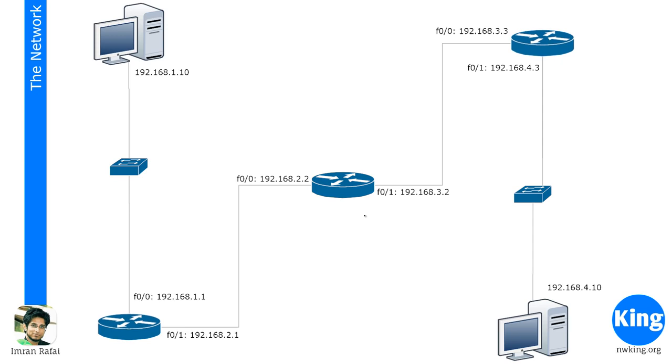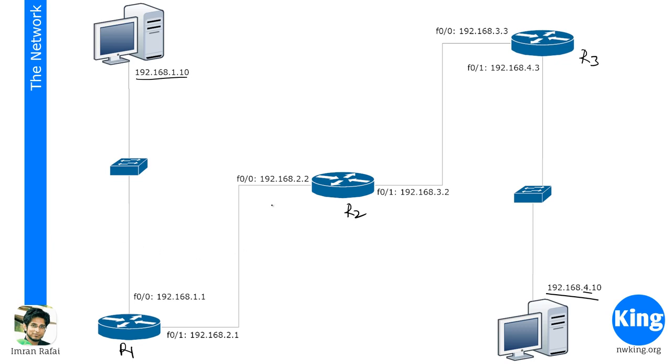This is the network where we have 3 routers. So this is R1, this is R2, and this is R3, right? R1, R2, and R3. This computer is 192.168.1.10. This is 4.10. The 4 denotes the 4.0 network, which is up to you; that is what I have done.